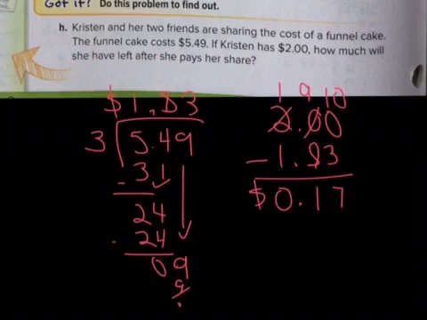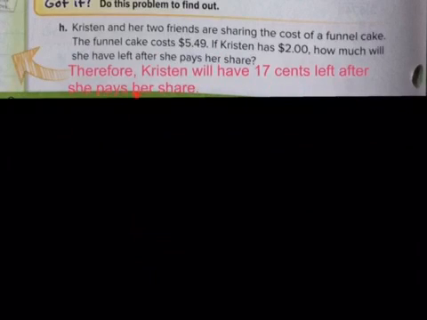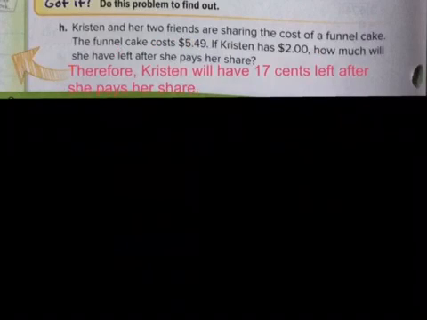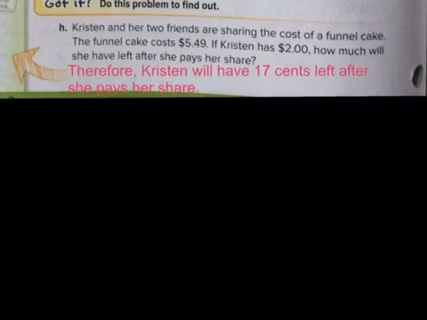Okay, I'm going to write it for you. Therefore, Kristen will have 17 cents left after she pays her share. Make sure you have this written exactly as I do, so that I know that you watched the video. If you already wrote a different one, you can add mine to yours or just write it next to it. See you in class, everyone.